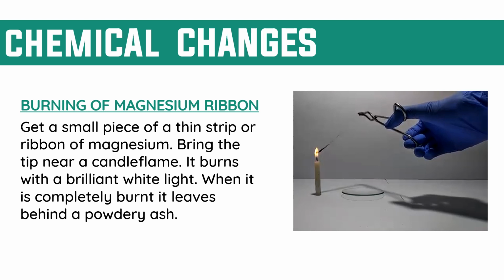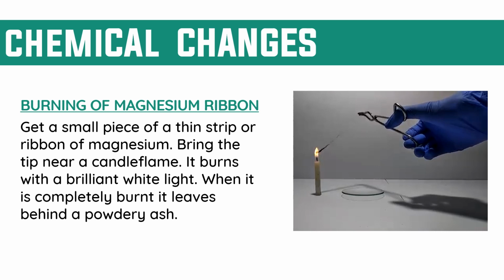After cleaning, bring the tip near a candle flame. It burns with a brilliant white light. When it burns, you can see a brilliant white light, and it is dangerous to look for long at the burning magnesium ribbon. When it is completely burned, it leaves behind a powdery ash. It is the same as when you burn a paper: after burning paper, you get some black ash. But after burning magnesium ribbon, you get a powdery ash whose color is white.